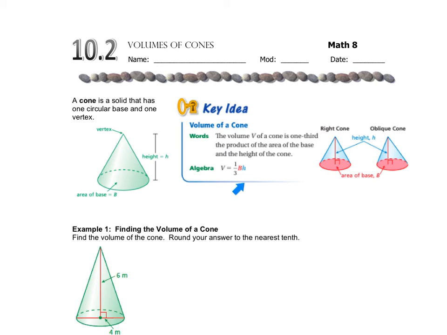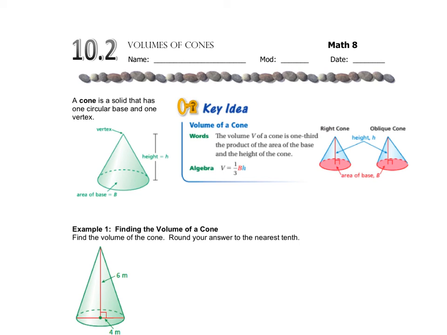So the first thing we want you to notice is this looks a little bit similar to the cylinder formula we saw yesterday, where we had that big B, which was the area of the base, times the height. Obviously the difference is we have this 1/3 in here. Basically what this is telling us is that for a base that's the exact same for a cylinder and a cone, if it has the same height and the same base area, there are 3 cones that would fit inside of the one cylinder.